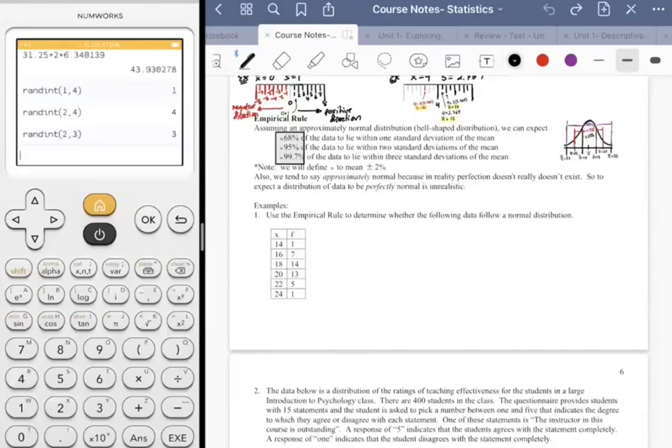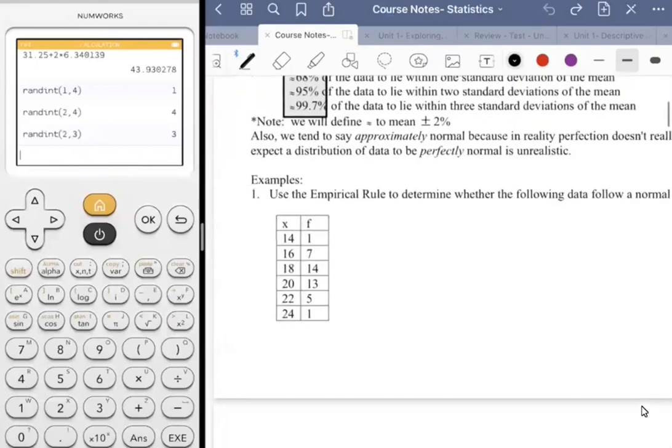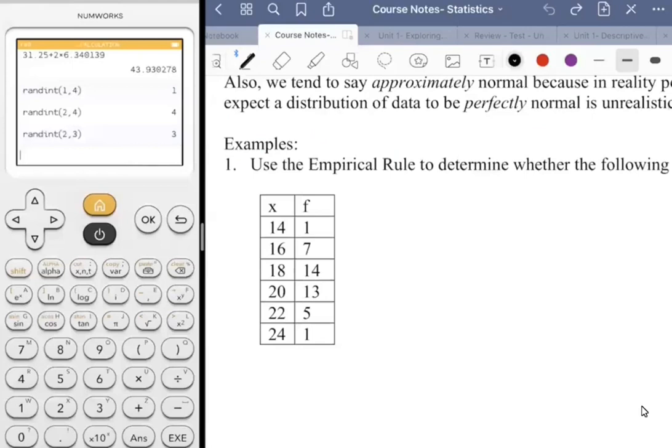To the cloud. That's out of the way right now. And like I said, we're going to tackle this problem again. This time we'll start off with the NumWorks calculator. So the problem was to use the empirical rule to determine whether the following data follow a normal distribution. It feels like a typo, follows. Anyway, I'll let you be the judge of that, because obviously grammar is not my strong point.